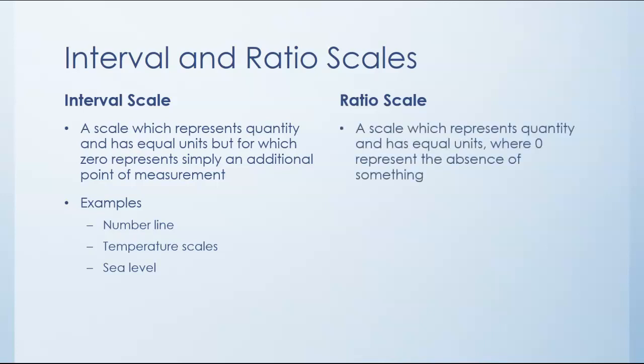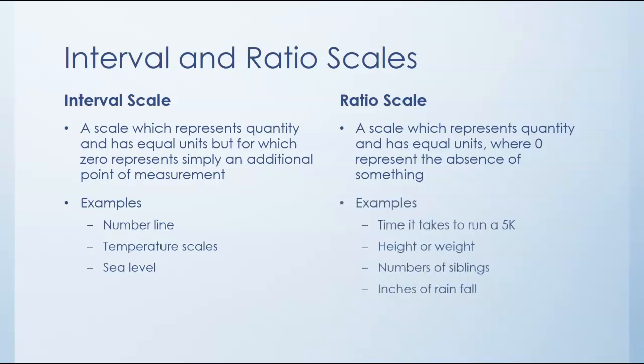Now, ratio is a little bit different. It's still a scale that represents quantity, has equal units just like interval does, but 0 represents the absence of something. So for instance, the time it takes to run a 5K. So think about it. If it takes you 0 time to run a 5K, that means you didn't run the 5K. That's the absence of running it. Okay? Your height or your weight. The number of siblings. If you have 0 siblings, that's the absence of siblings. You don't have any brothers or sisters. Inches of rainfall. So if I have 0 inches, that's the absence of rainfall.